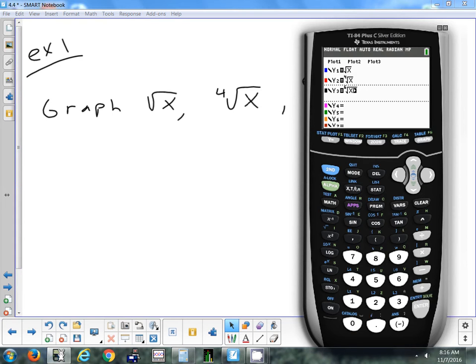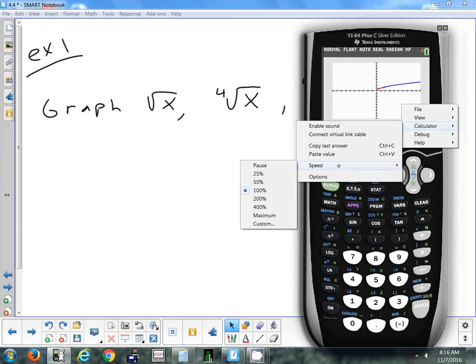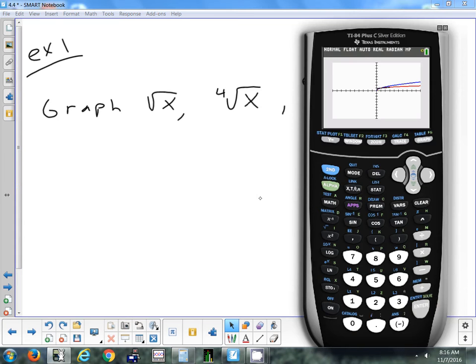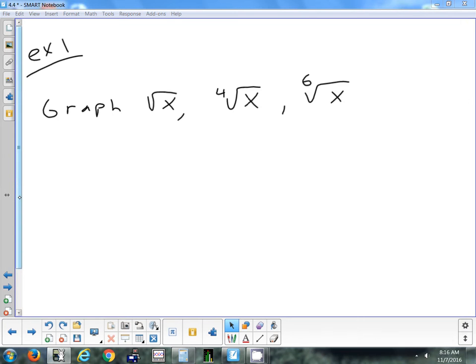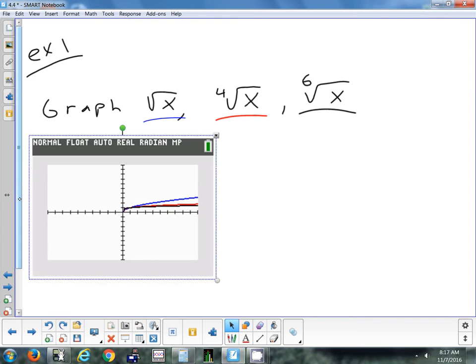So I'll start with a standard window, but then I'm going to have to zoom in to see the behavior a little better. Okay, and what I'll do is let me underline these in the colors they are. So I think I did blue, red, and then black. So that one was blue, red, black. All right, so that's your standard window.